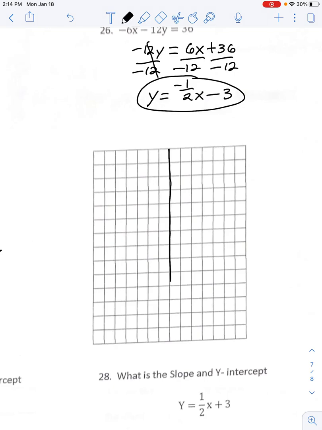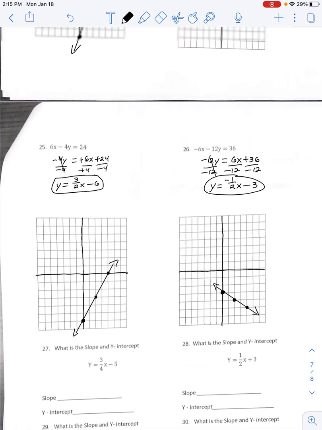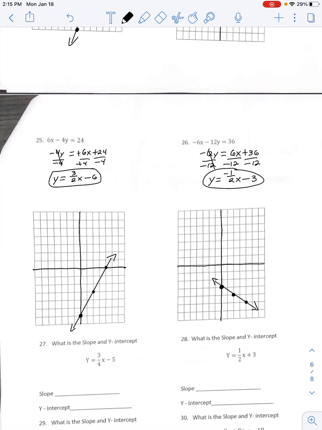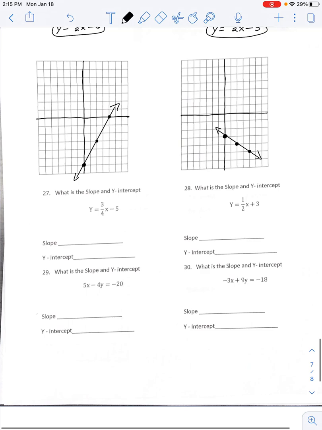All right. Then what we're going to do is go ahead and plot negative 3. And then real simple, we're going to go down 1, right 2, and then one more time, down 1, right 2. And then we're going to draw our line. See if I can get that a little bit straighter in a better spot. There we go. Like so. Okay.